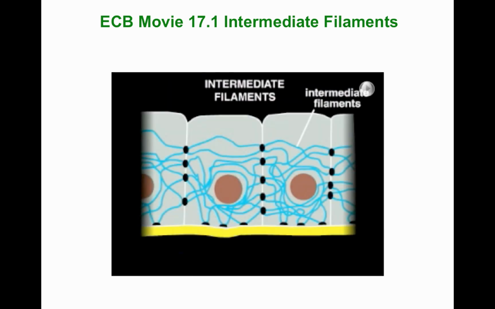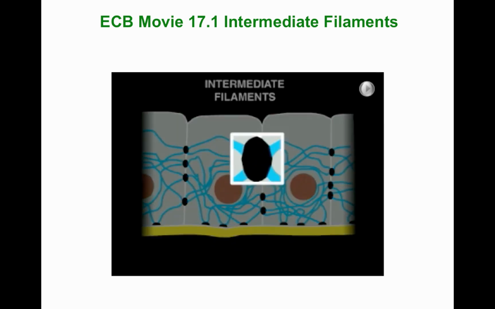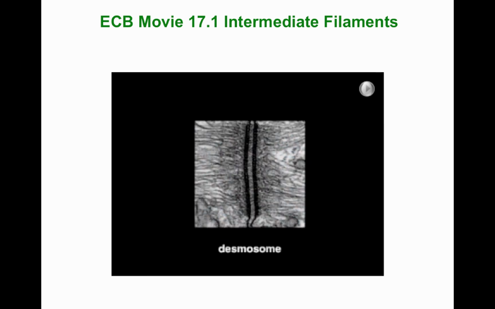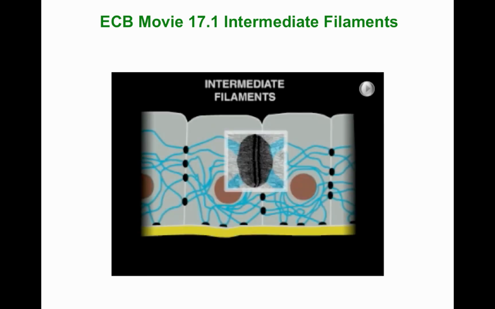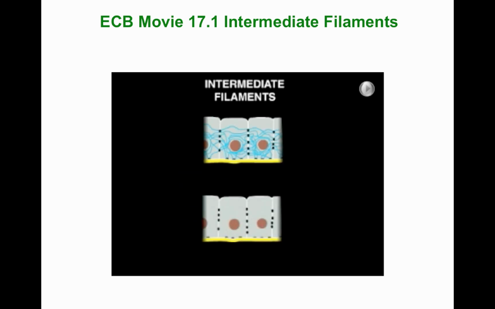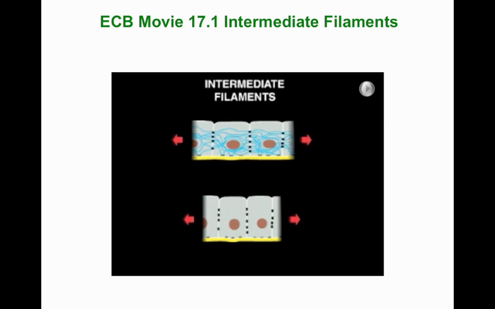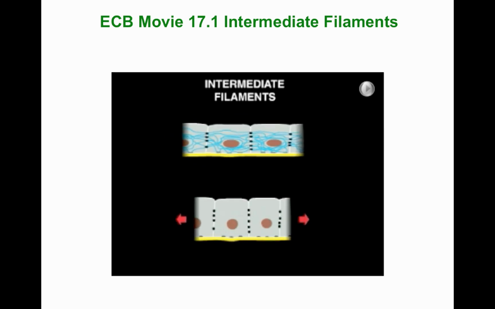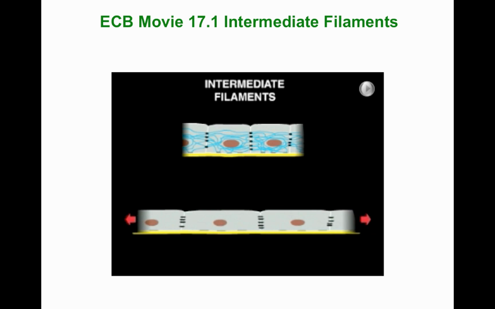Intermediate filaments are found in animal cells that require a lot of strength, such as the epithelial cells of the skin. Some of these filaments span the length of the cell, connecting cell-cell junctions called desmosomes. These cables of intermediate filaments have a high tensile strength. Without these filaments, stretching or pressure on the epithelial sheet would cause it to rupture.